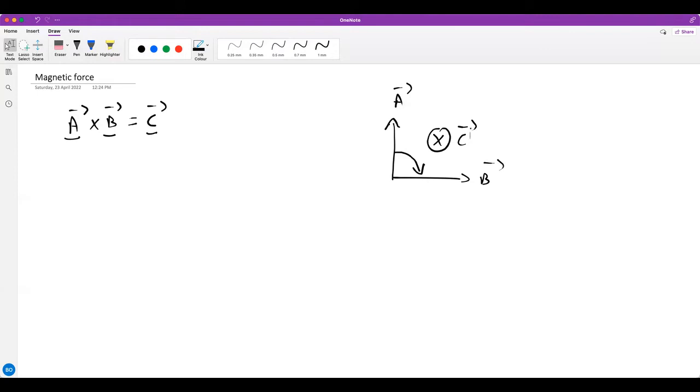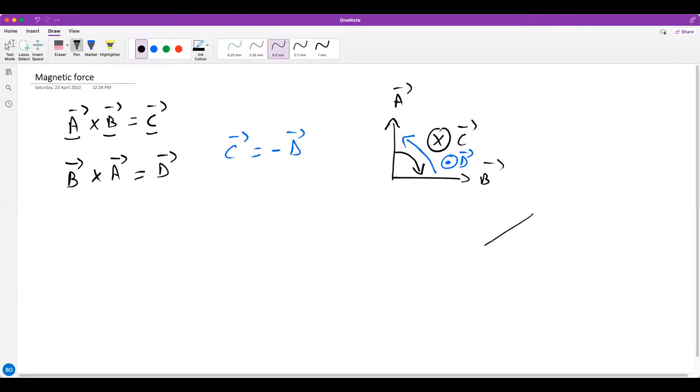For example, if you want to do B cross A, then it will be another vector D, but then B cross A goes this way, so it will be out of the page, which means that C is equal to minus D, because they are equal in magnitude, but opposite in direction because of the way you are doing it. A cross B is equal to minus B cross A. And this applies to any vector.